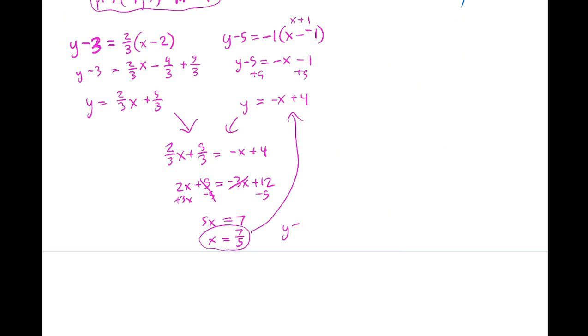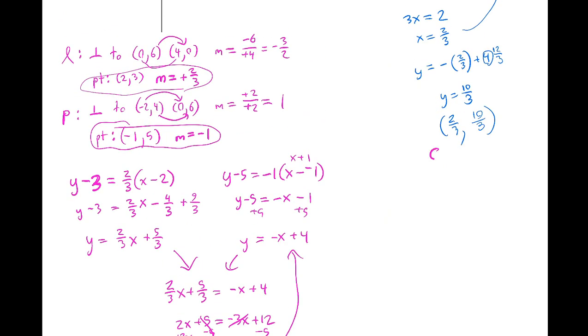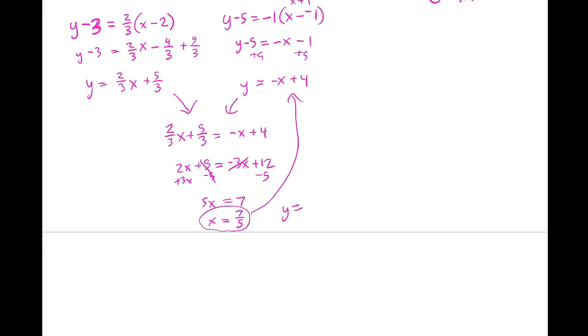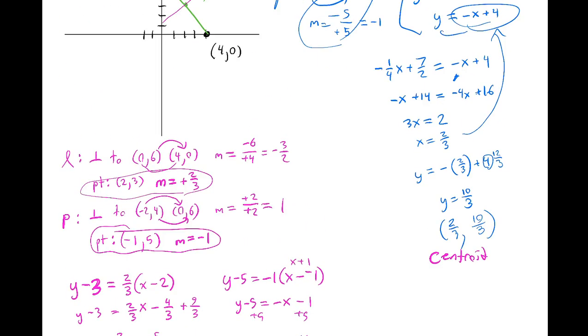So then y equals, oh, and I didn't label this up here. This was the centroid. Okay, now we're looking for the circumcenter. So we just plug that right in here. So we get -7/5 plus 4. Now 4 in terms of fifths is 20/5, and so y is equal to 13/5. Woo, crazy problem. So then the circumcenter is equal to (7/5, 13/5). Okay, and then let's go one more.